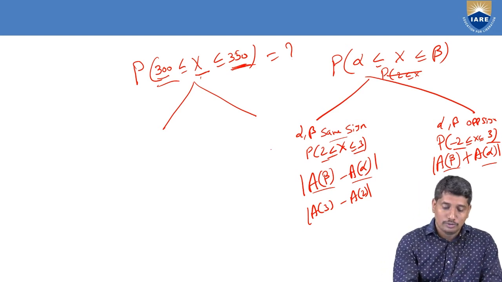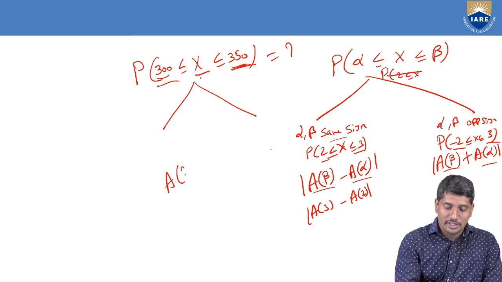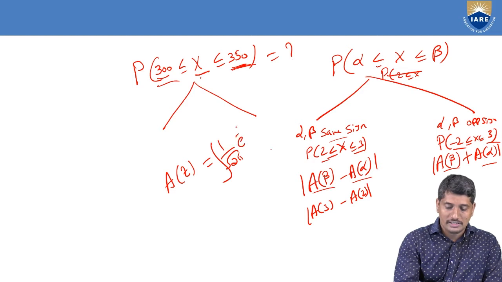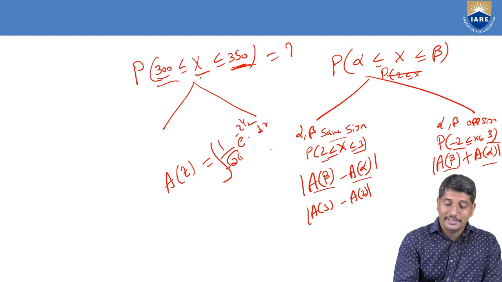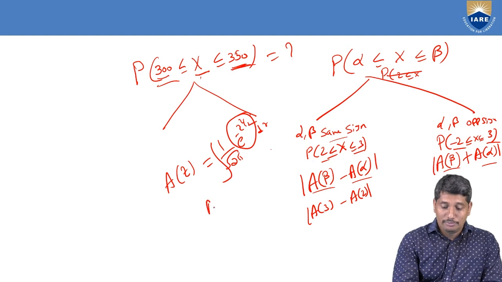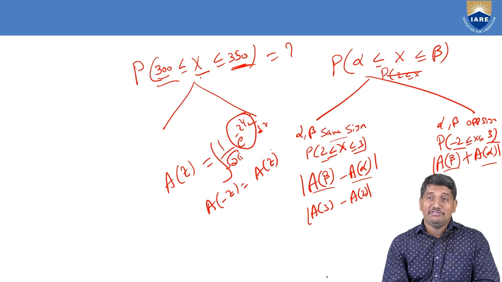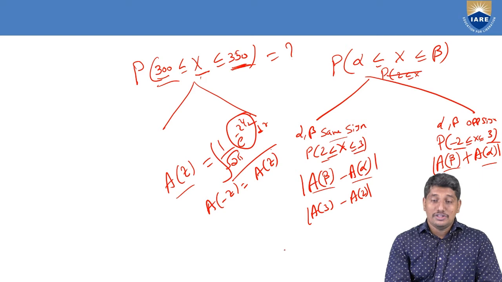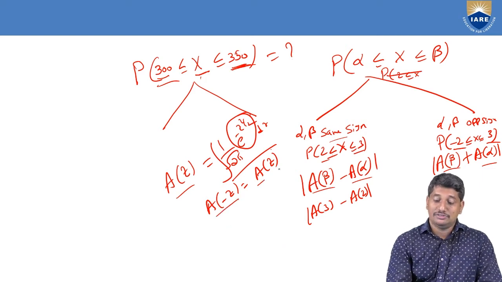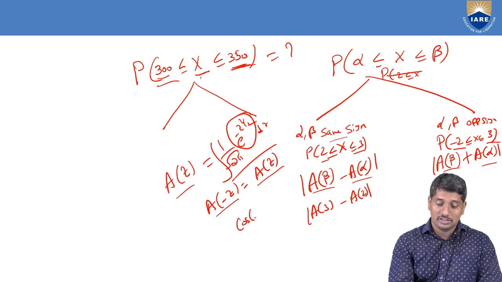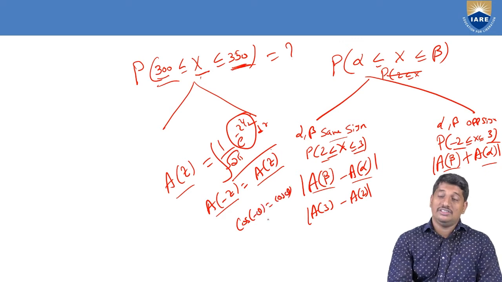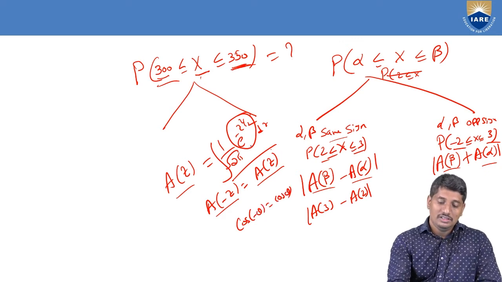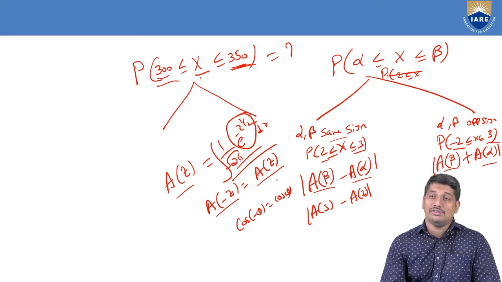Okay, and also we have to understand that the formula A of z is 1 by root 2 pi integration of 1 by root 2 pi e power minus z square by 2. And this is an even function. A of minus z is always equal to A of plus z. That is, being an even function, there is no differentiation between A of minus z and A of z. Like cos minus theta and cos theta are both equal because cos is an even function. In the same way, this is an even function. That is why A of minus x will be A of plus x.